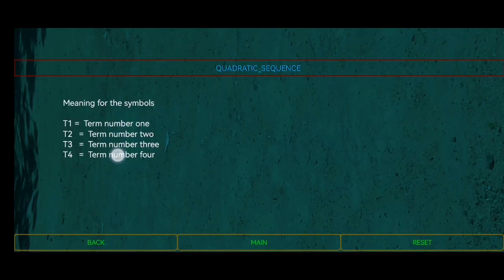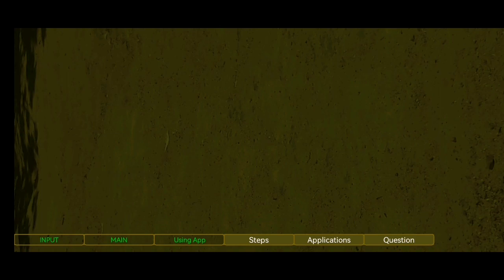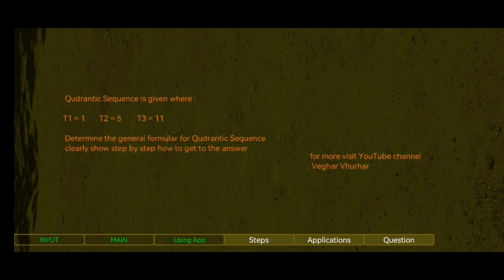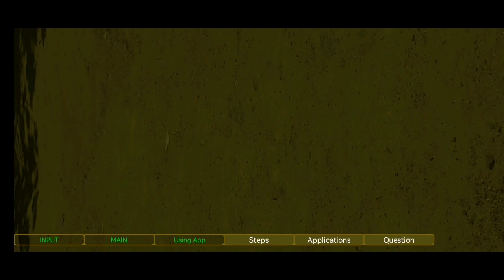So what does this represent? T1, T2, T3 are term number 1, term number 2, and term number 3, and then we're going to check the equation. This is the equation, as you can see, for determining the general formula for a quadratic sequence. It shows step by step how to get to the answer. And then this is the step for the quadratic sequence.